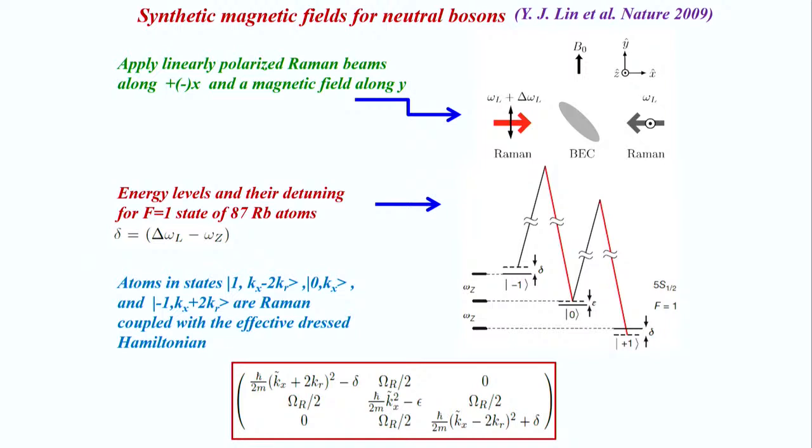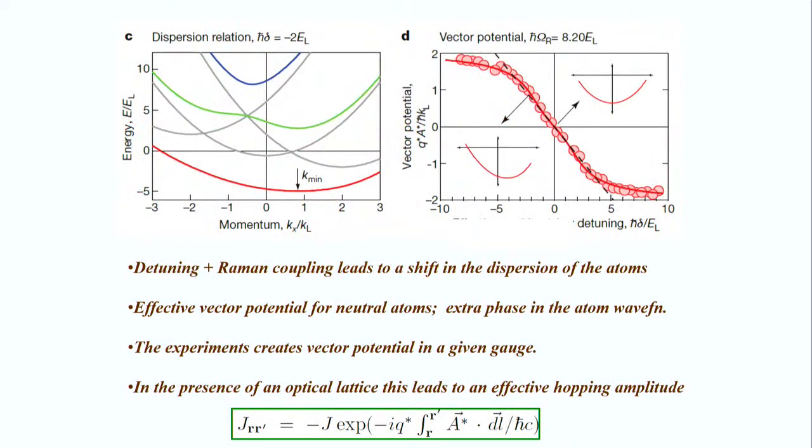Essentially it turns out after some calculation, which I'm not going to show, that these three states now get coupled to each other, and the coupling strength depends on this omega R, which is the amplitude of this external Raman lattice. But what it does is very interesting. If you calculate the dispersion of these bosons in the presence of these Raman lasers, you see that this dispersion develops a minimum not at k equal to 0, but at a shifted value which is of the order of k_L, which is some momentum scale.